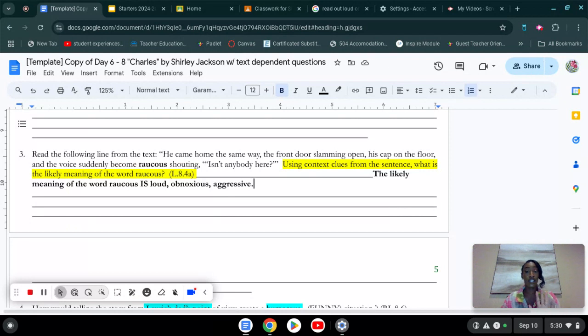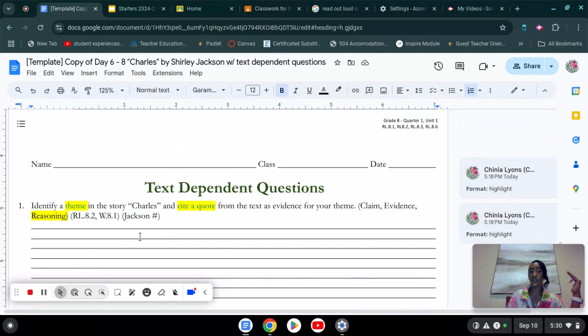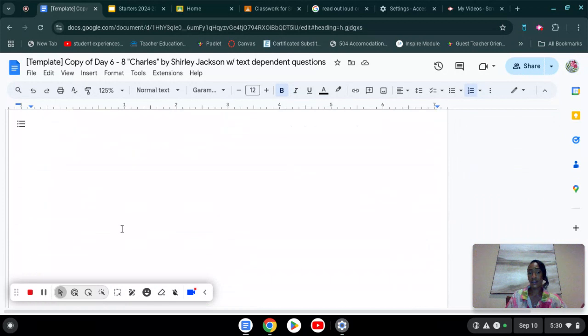The rest of this, you're going to be working to figure it out, but I'm going to guide you on how to answer those questions. So let's continue reading. We answered number 3. Remember, we're looking for the dad's point of view. We have to figure out how this line, "we don't have a Charles in the kindergarten," affects the story. And then we're looking for our theme. Those are 3 things we need to be looking for.